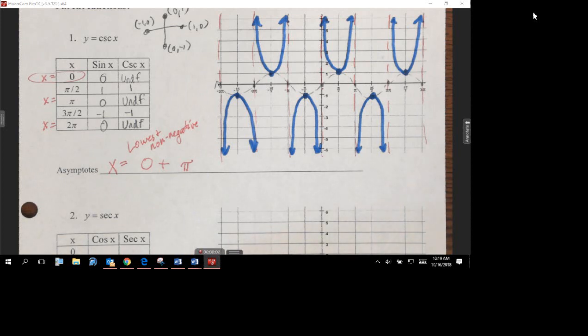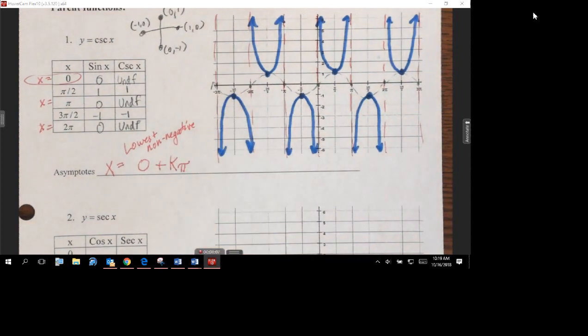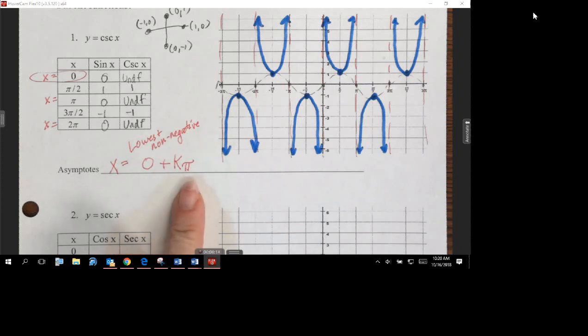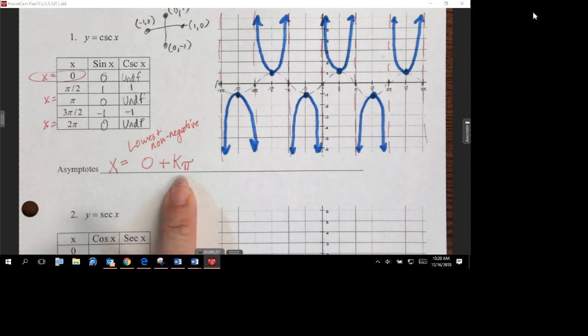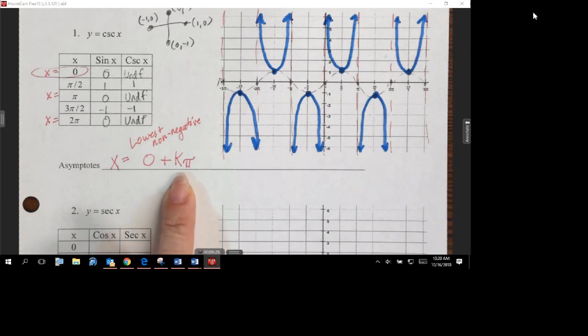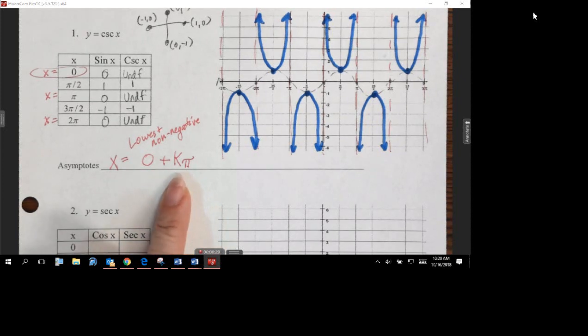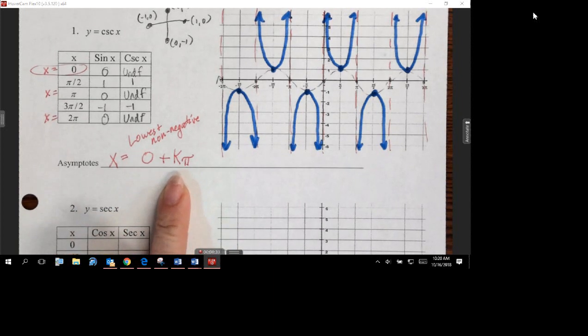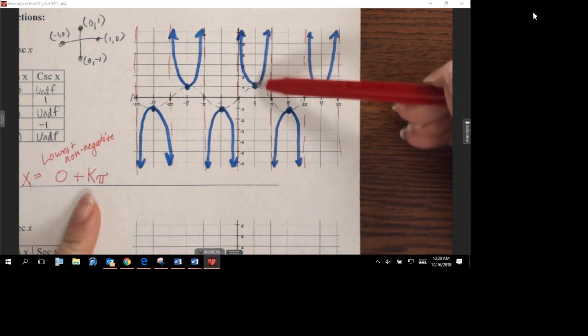So I'm not going to use an x because there's a bunch of x's going on. So we're going to use a k. So I'm going to say by a multiple of pi. So will that work? Will that work for every single asymptote? Could k be -1? Why not? Could k be a half? What's half of pi? Okay, is there an asymptote at pi over 2?